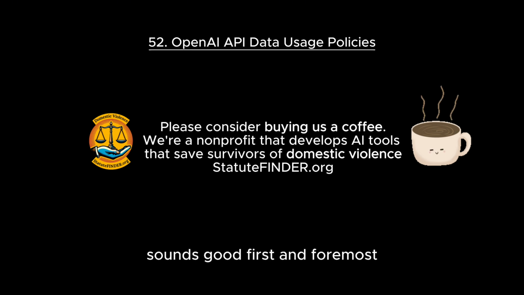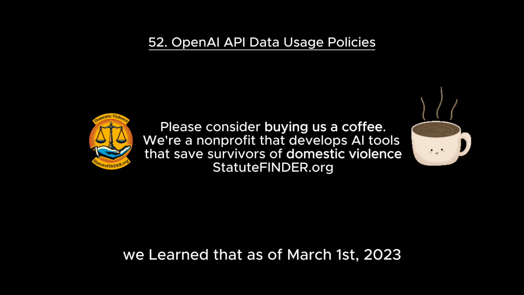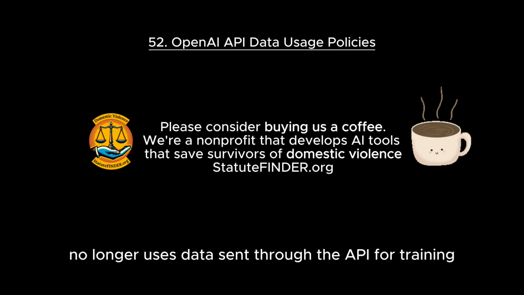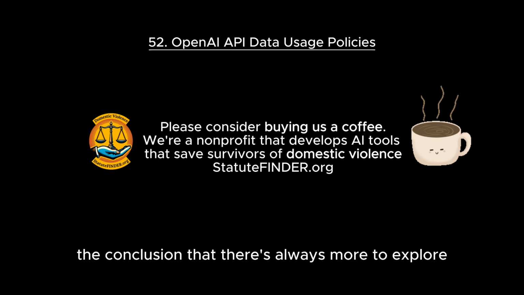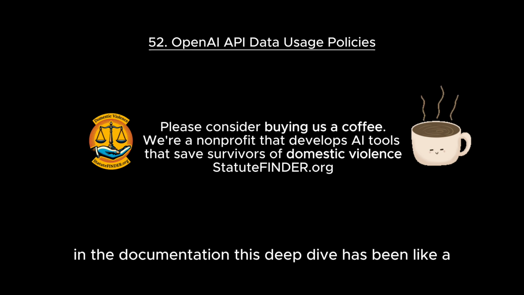Sounds good. First and foremost, we learned that as of March 1st, 2023, OpenAI no longer uses data sent through the API for training unless you specifically opt in. That's a big win for data privacy. Right. We also learned that there's a default 30-day retention policy for most API data, but there are exceptions and nuances to be aware of. Exactly. And we uncovered those cryptic notes about the Assistance API and evaluations, which led us to the conclusion that there's always more to explore in the documentation.